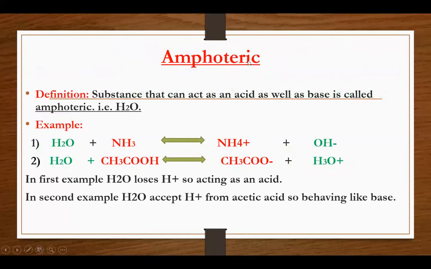Amphoteric species. Some substances which can act as an acid as well as a base are called amphoteric. A typical example is water. For example, in the first reaction, when we react water with ammonia, a reversible reaction, water is converted into hydroxyl ions. It means it has lost its proton and ammonia has gained that proton.